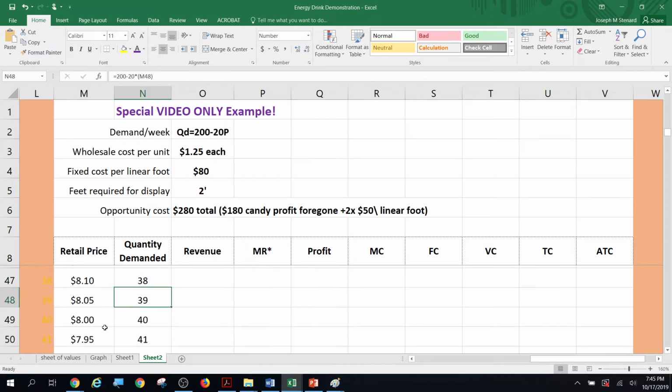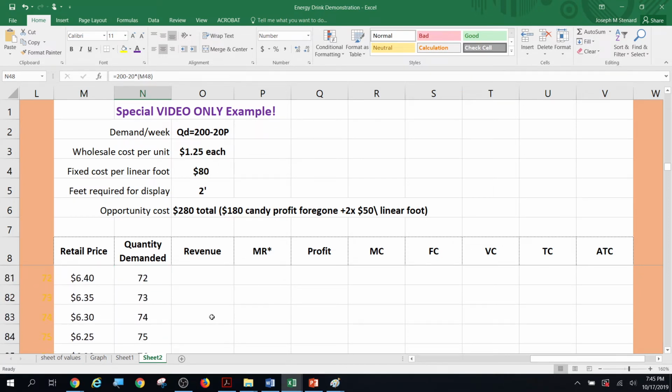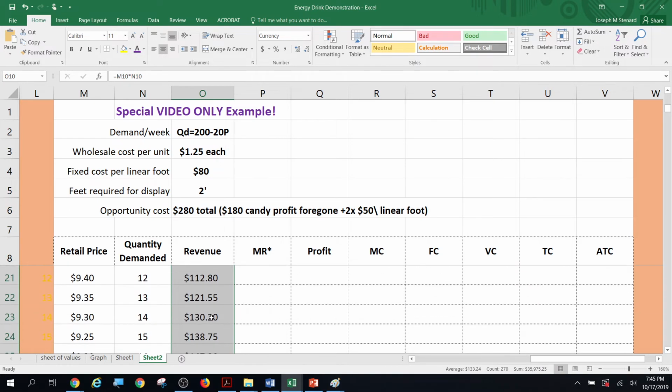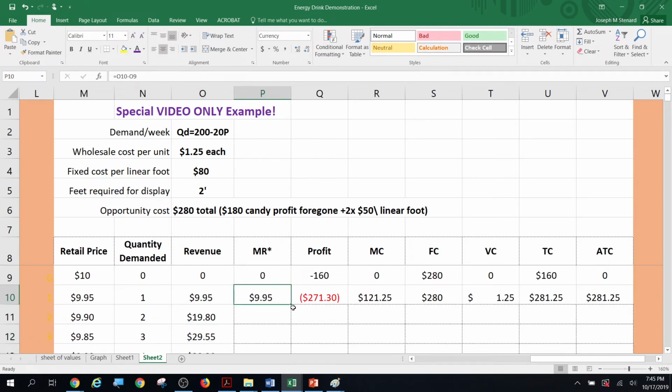So to figure out which one of those is best, we will go back up here to our revenue column, and we put in revenue is equal to the price that we're charging times the number of cans that we sell. So if we just double click on that, we'll fill it in, and we can see that our revenue amount is increasing, although it's increasing at a decreasing rate, which is what marginal revenue is about. Marginal revenue is the amount of extra revenue we're making by selling one more can. Here we go from 0 revenue to $9.95, so our marginal revenue is $9.95. If we sell one more can, we'll make $19.80, which is $9.85 more than we were making before.